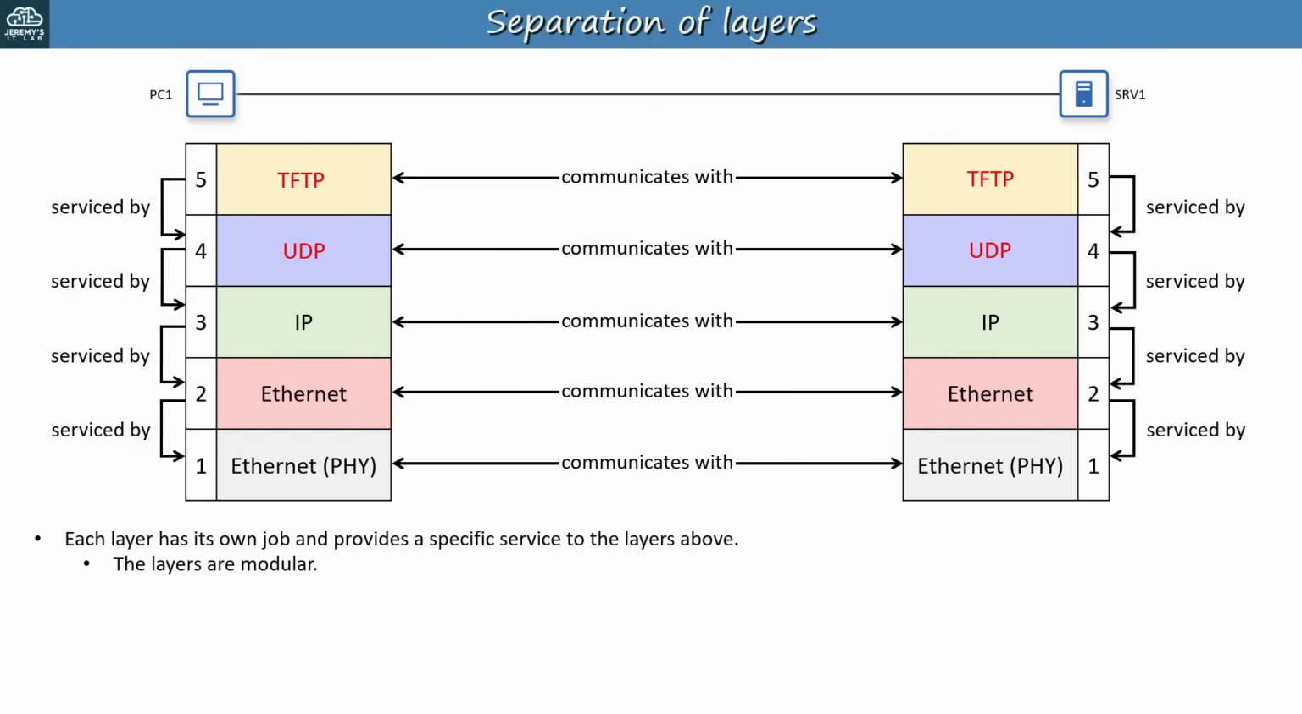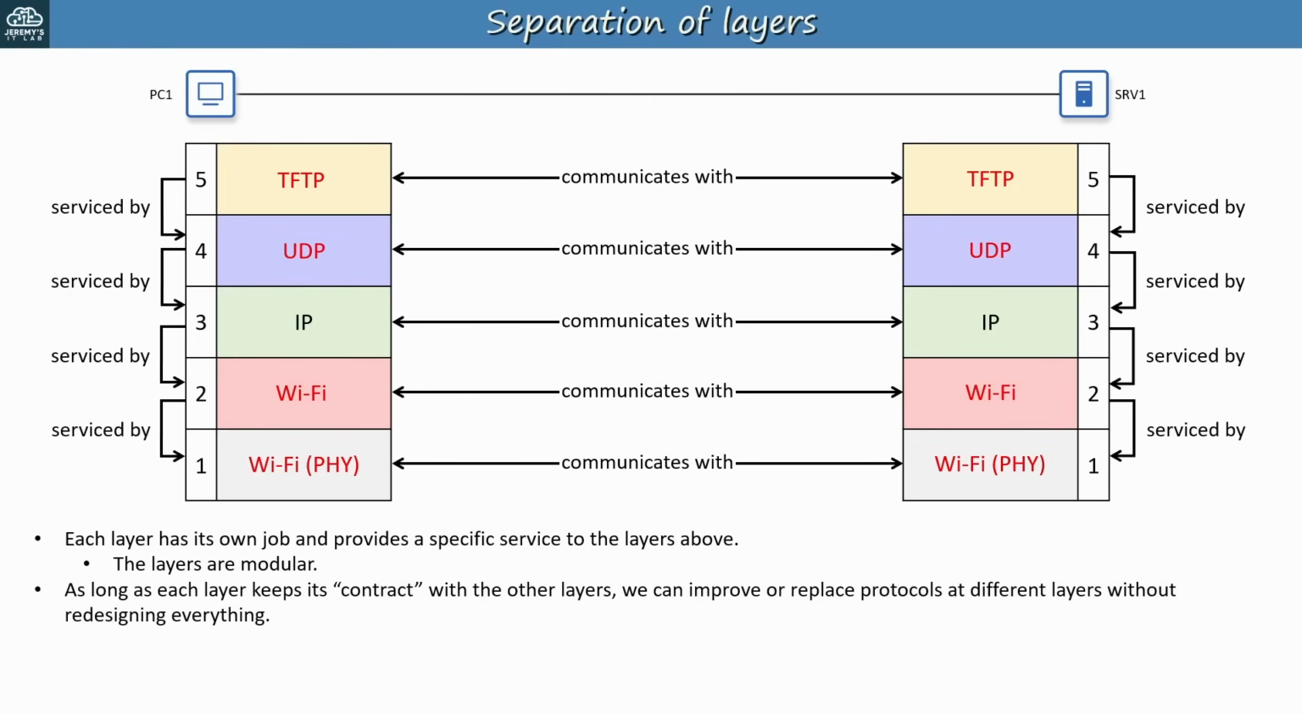The lower layers in the stack can use IP and Ethernet without worrying about the details of what the upper layers are doing. And if instead of a wired Ethernet connection, it's a wireless Wi-Fi connection, layers 1 and 2 can change to Wi-Fi without affecting the upper layers. As long as each layer keeps its contract with the layers above and below, we can improve or replace protocols at different layers without redesigning everything. That flexibility is one of the main benefits of a layered model. Now that we've built this 5-layer TCP/IP model, let's see how it compares to other models you'll see in other courses and books, like the OSI model.